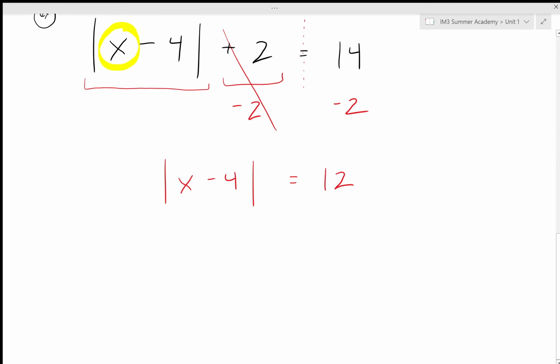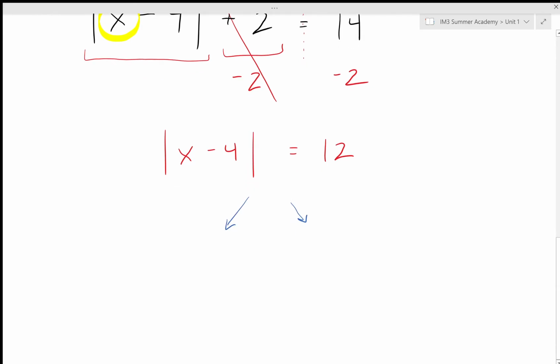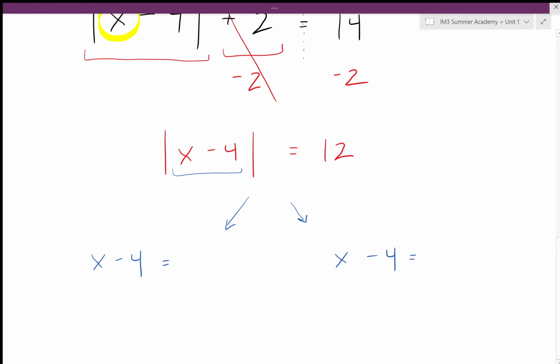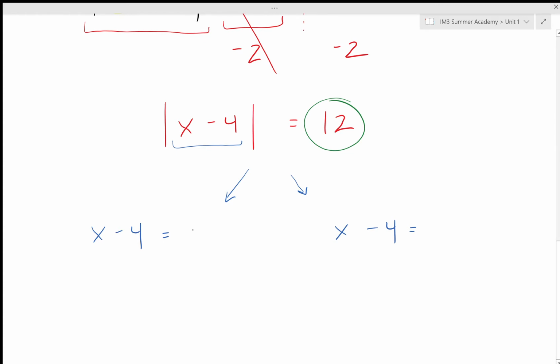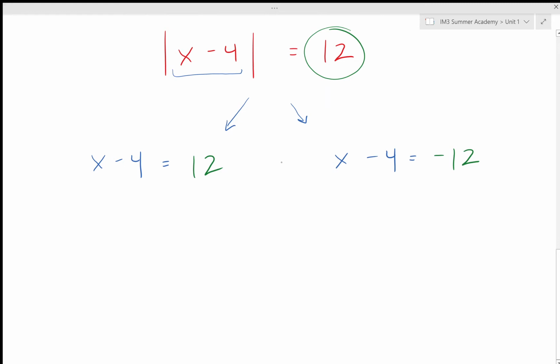Once you have the absolute value and nothing else outside of it, we're ready to split this problem into two. We write what's inside, x minus 4 and x minus 4, equals and equals. And now we're going to take this 12, the number over here by itself, and write it once as positive, once as negative. Now if we look at it, we've got two equations that are very solvable, no absolute values anymore. And we're creating two answers.